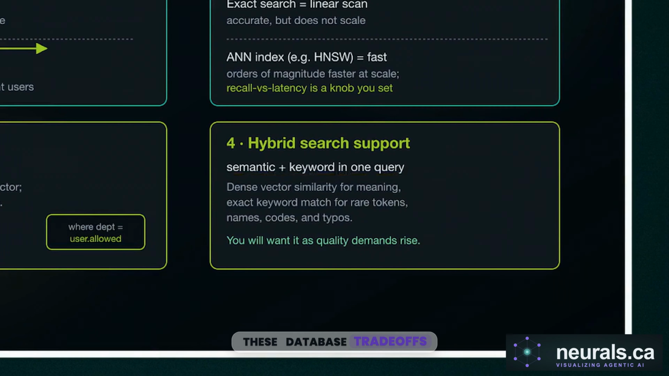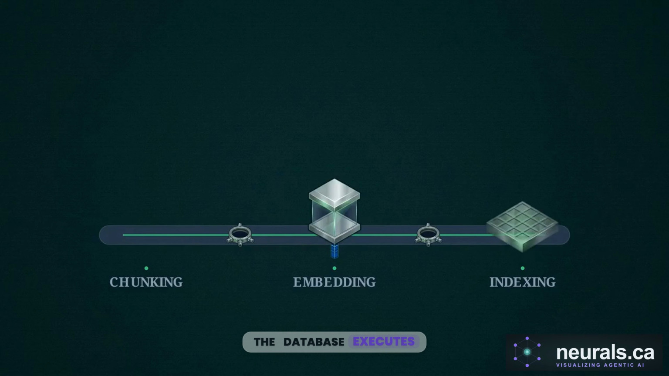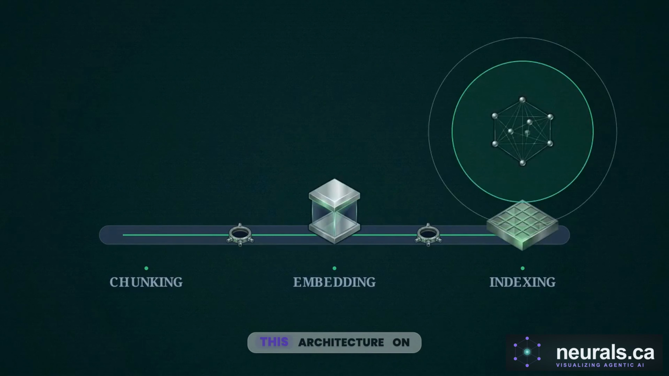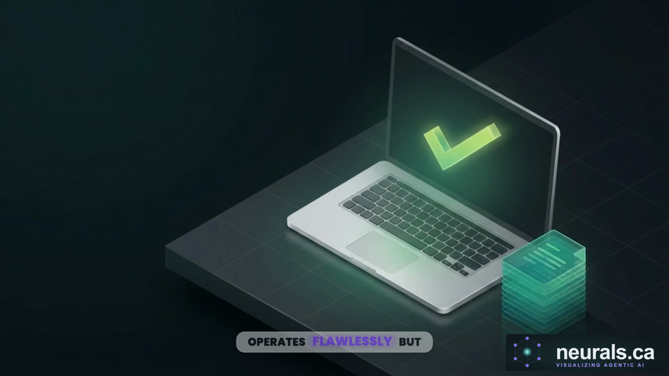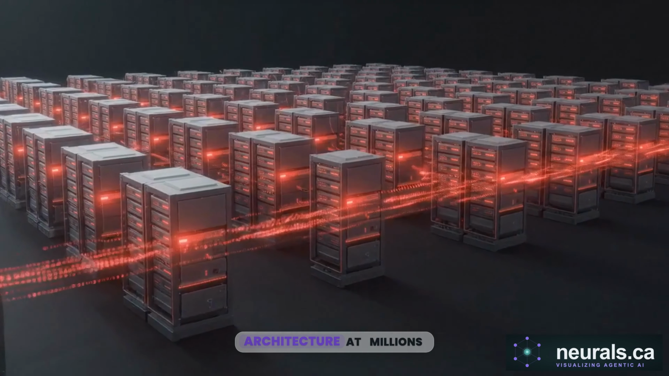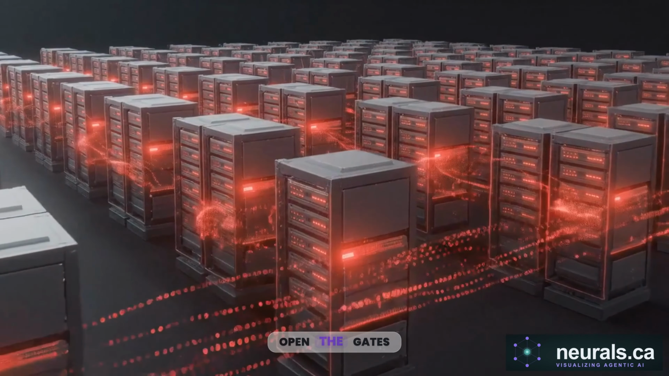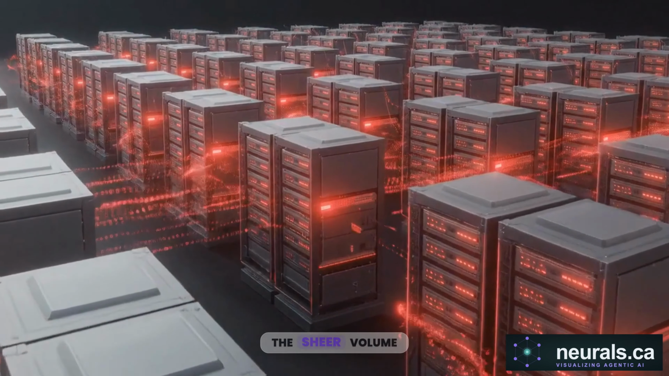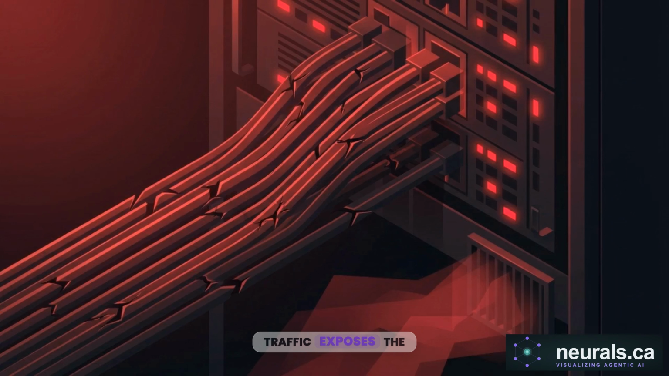Our pipeline is now fully formed. Carefully tuned chunks guard the original context. The embedding model maps the domain vocabulary into a mathematical space, and the database executes the search geometry. If you execute this architecture on a laptop, indexing a few thousand documents for a single user, it operates flawlessly. But point that identical architecture at millions of documents and open the gates to thousands of concurrent users, and the system buckles. The sheer volume of data and traffic exposes the physical limits of memory and compute bandwidth.